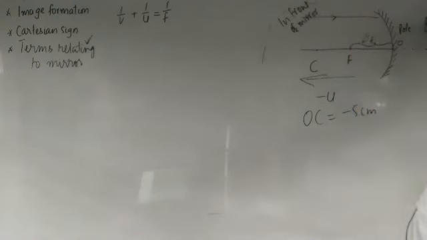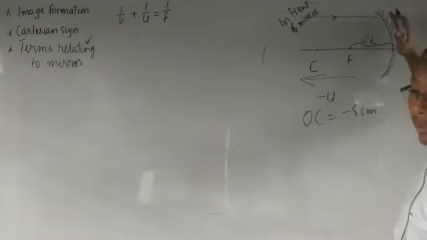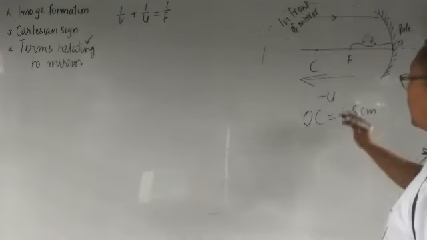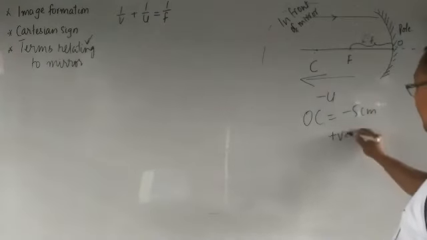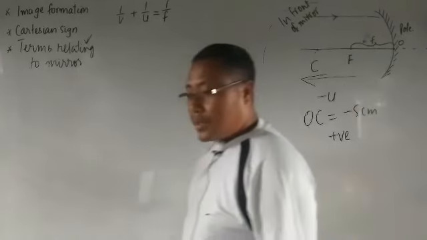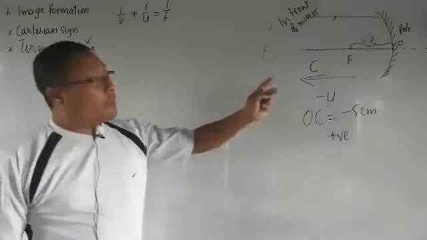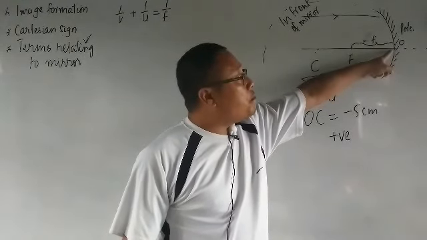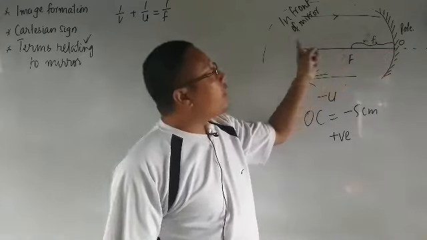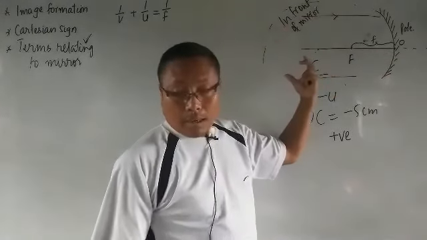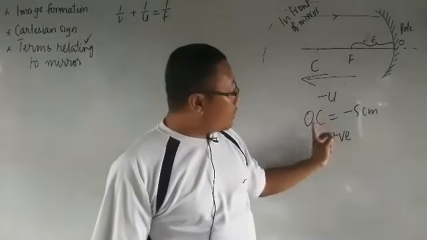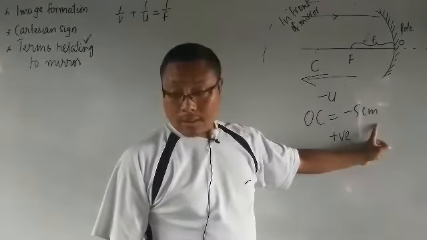This is behind. I don't know whether it's visible. I think it's not visible. So any measurement which is behind the mirror should always be positive. I hope you understand. So all measurements start from the pole, and the measurement which is made against the incoming ray or in front of the mirror is always negative, like this. OC equal to -5 centimeters. This is just an example.